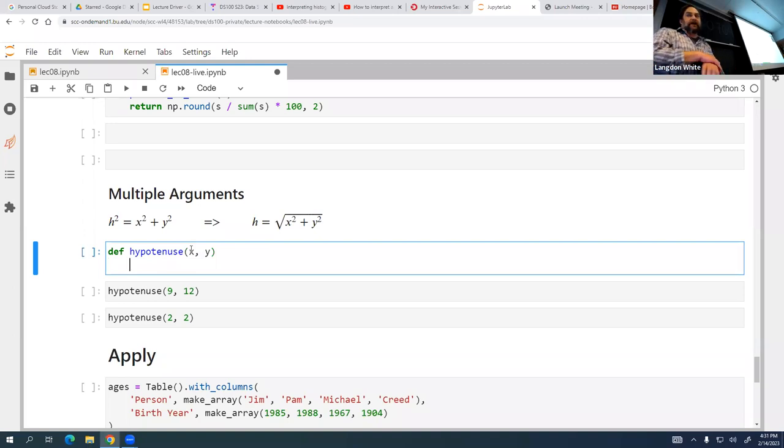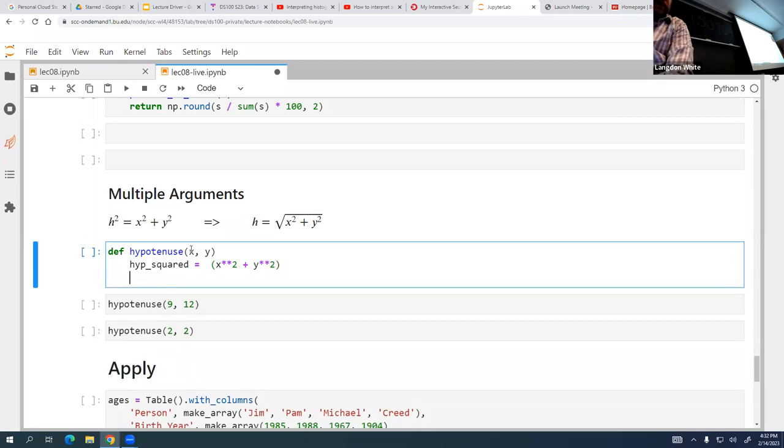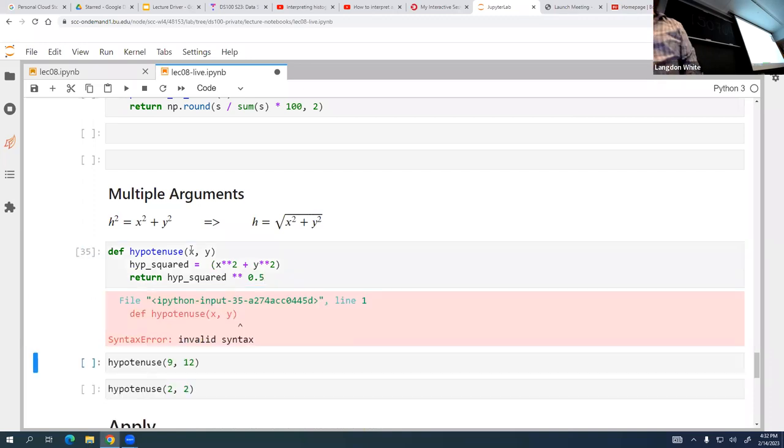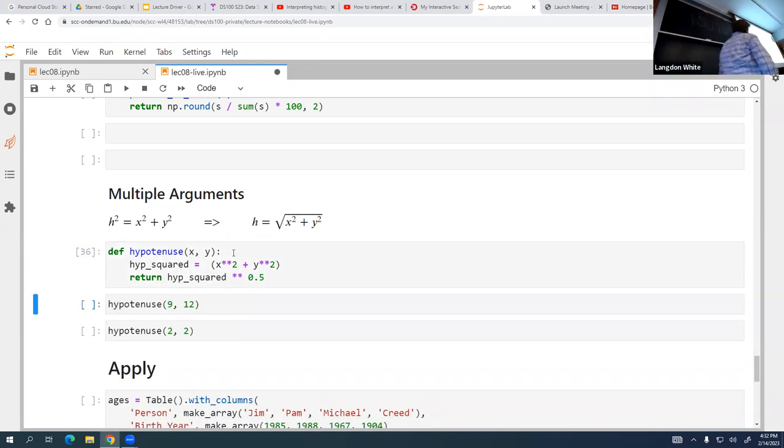So this is just how do we get the value of the hypotenuse? So we know it's going to be, spacing right here. And then we're going to say return. Oops. Okay, so now I have my hypotenuse method. It takes two parameters, X and Y, and I can say hip squared does the square of the X and the square of the Y, and then it does the square root to get the hypotenuse. So now I can just pass in multiple arguments.